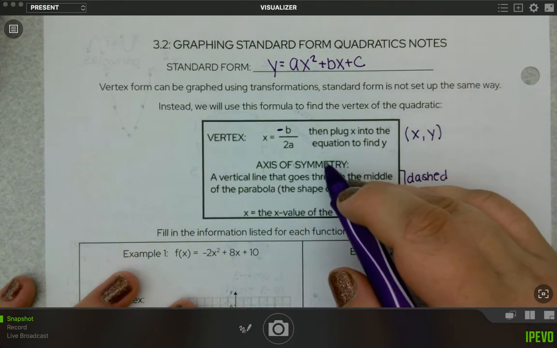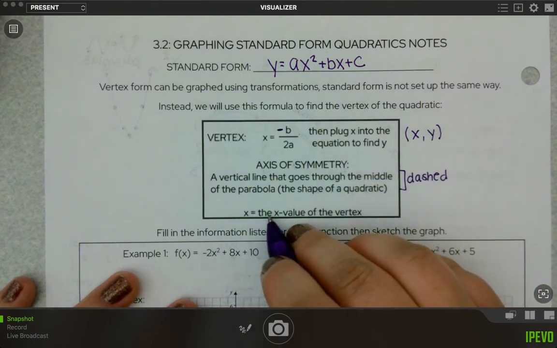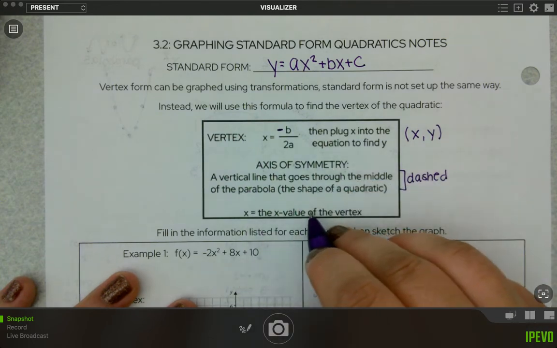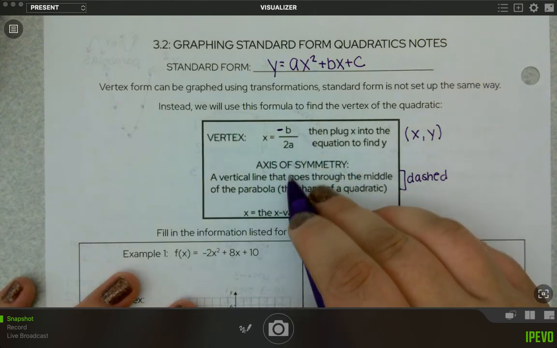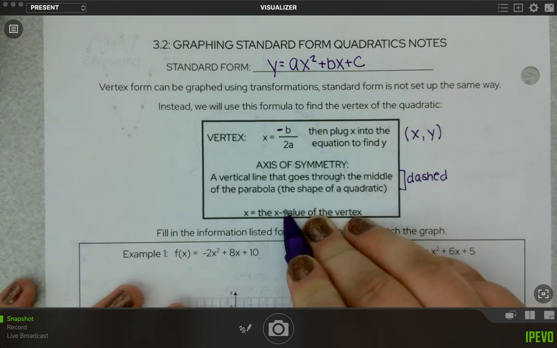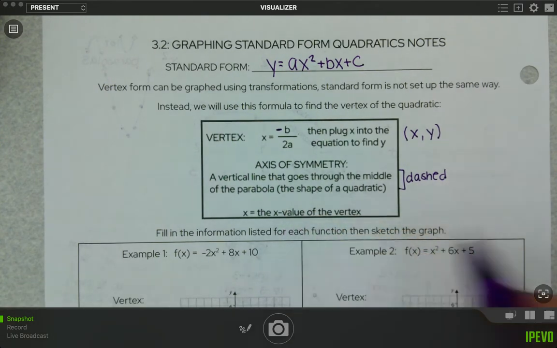And on the axis of symmetry, x equals the x value of the vertex. Because it's a vertical line, it's going to be x equals, and then your answer from up here gets used here as well. So the same information goes on here twice.